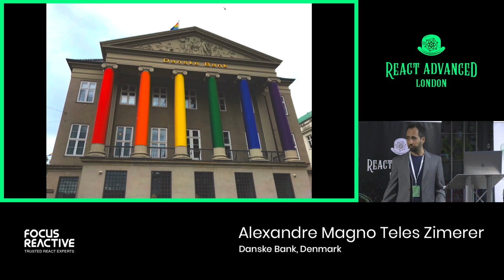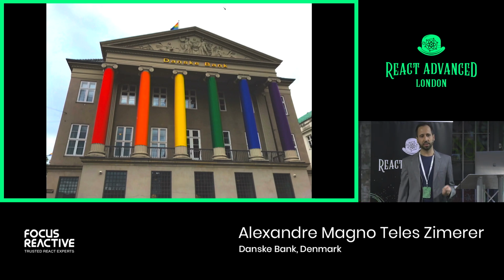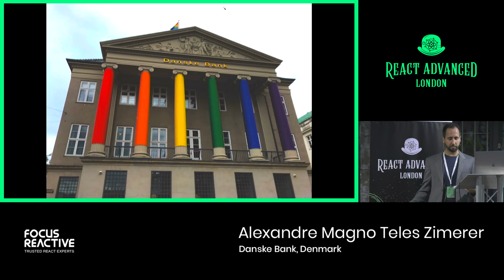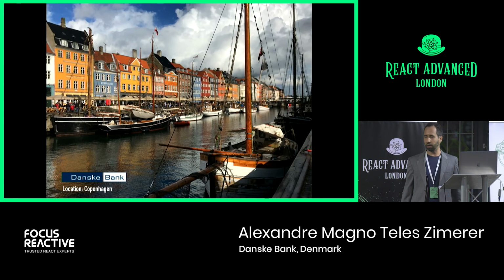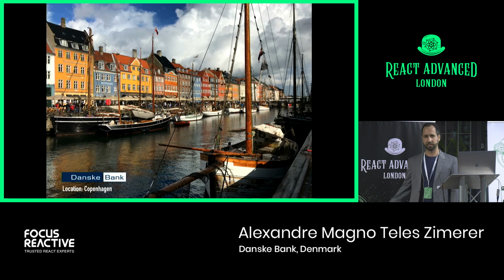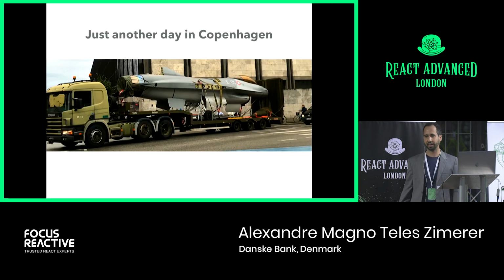They have branches in a lot of countries: Estonia, Sweden, Norway, the UK. So we need to support a lot of markets. In the Copenhagen office, we have this beautiful view, really close to Danske Bank. And there are some normal things that happen while going to work, which is really cool. Like this is just another day in Copenhagen, a jet fighter without wings crossing the streets. So this is my normal day.